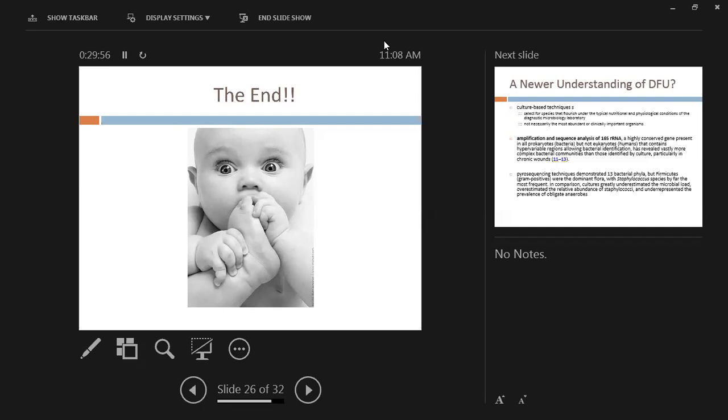So bunions tend to be a structural, bony deformity, and a lot of things can lead to them. It could be your foot type. If you're a little bit flat-footed, you can get a bunion. Or if you have a family history of bunions, the chance of you getting one is pretty high.